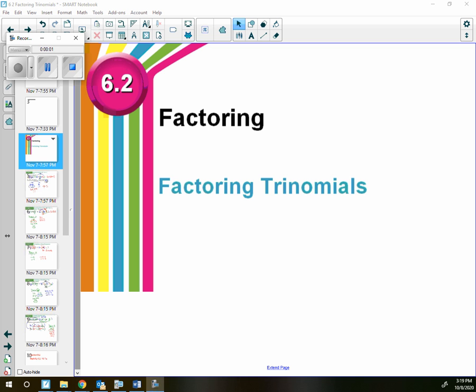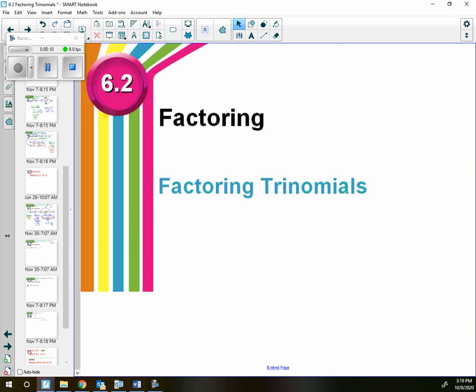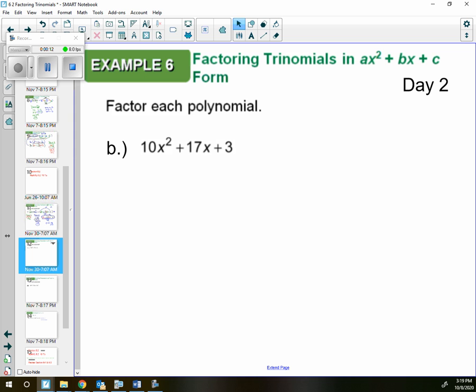All right, we're on to 6-2, day 2. We're still factoring trinomials. We're going to take a look at some of those harder scenarios so we can practice a little bit more, some of the things that can be more challenging for people. So we're going to pick up where we left off from yesterday on this example 6.